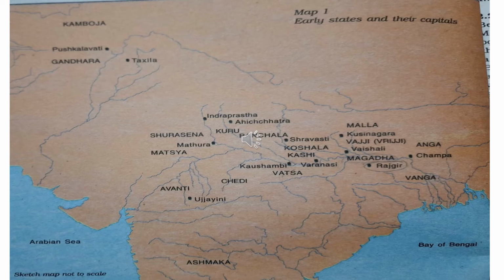Number 15 is Vajji, and its capital was Vaishali, and it is presently located in Bihar. Number 16 is Malla, and its capitals were Kushinara and Pava, and both of them are located in Deoria, UP. So these were the 16 Mahajanapadas with their capitals. The map that has been shown in this video has been taken from the NCERT book of class 12. The map is given in chapter 2.